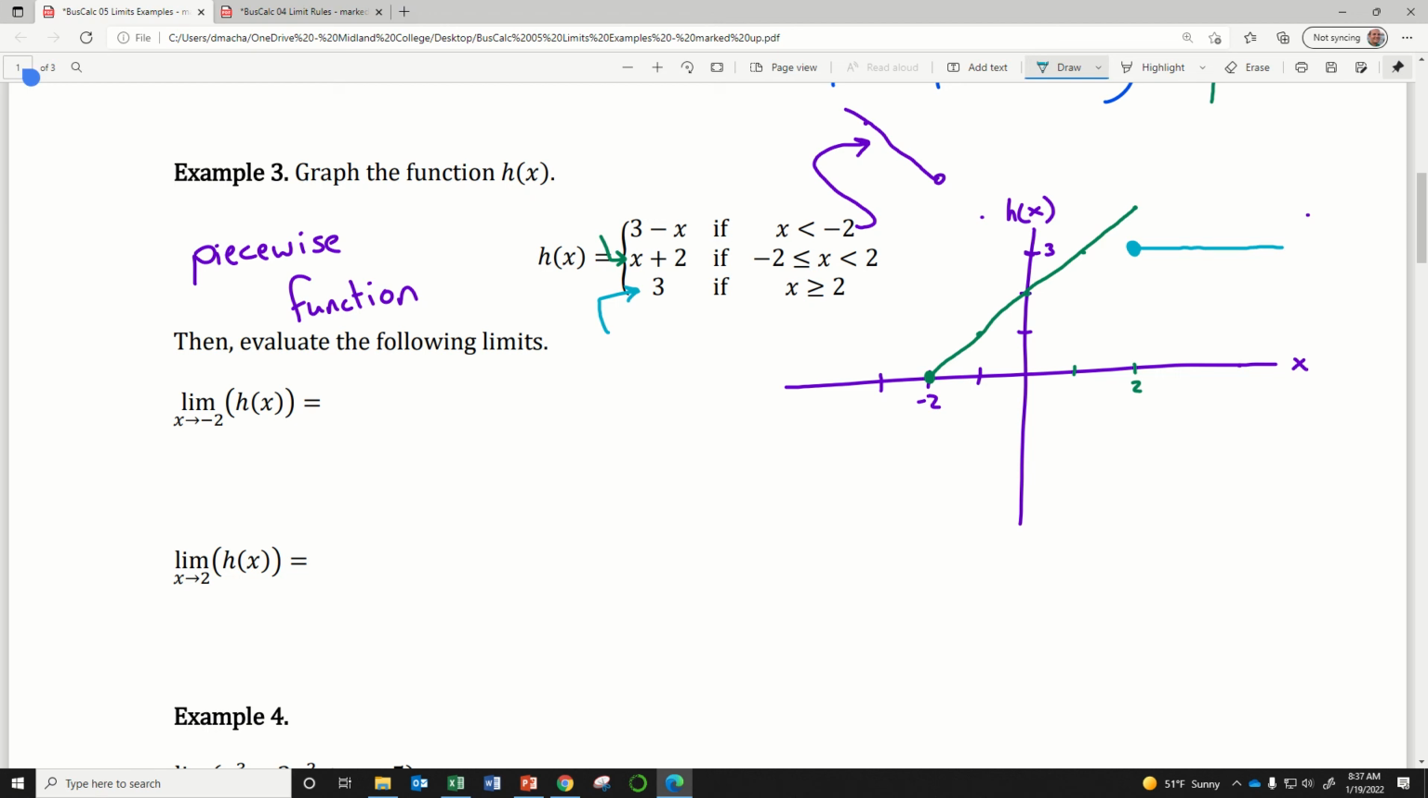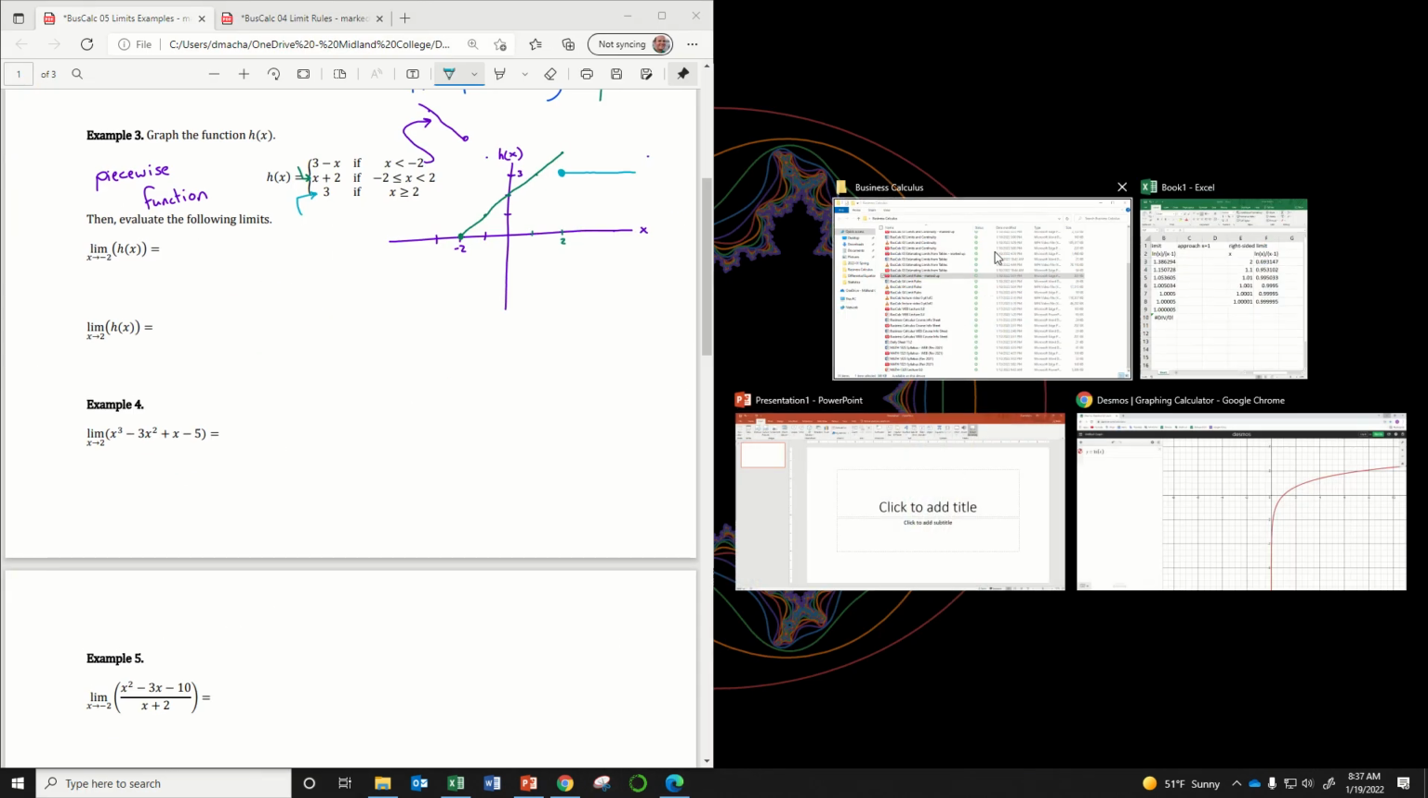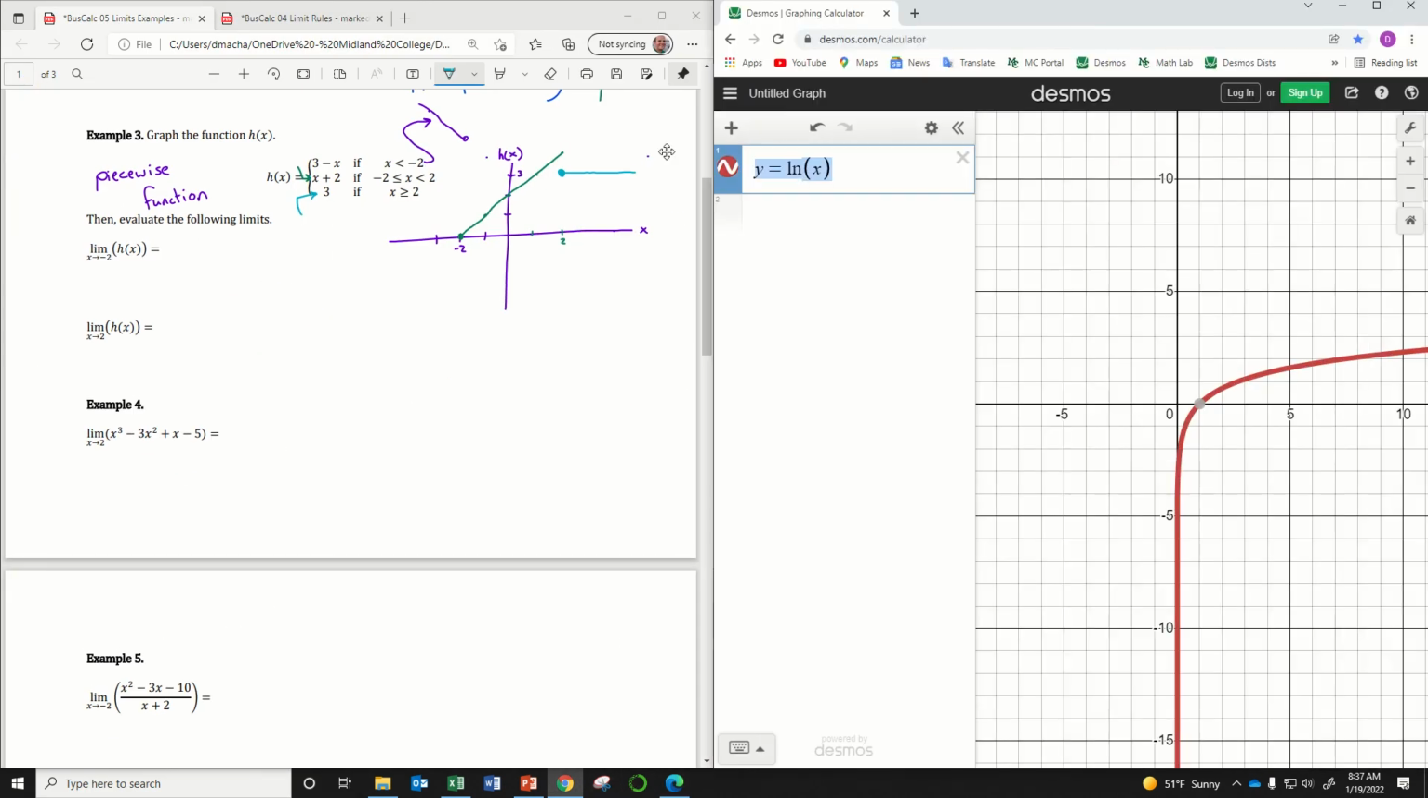And I admit I'm not the best at drawing, and so maybe we can put this into Desmos and we can see it done a little bit more professionally, right? So let's try this. My first branch of my function is going to be 3 minus x, but only if x is less than negative 2.